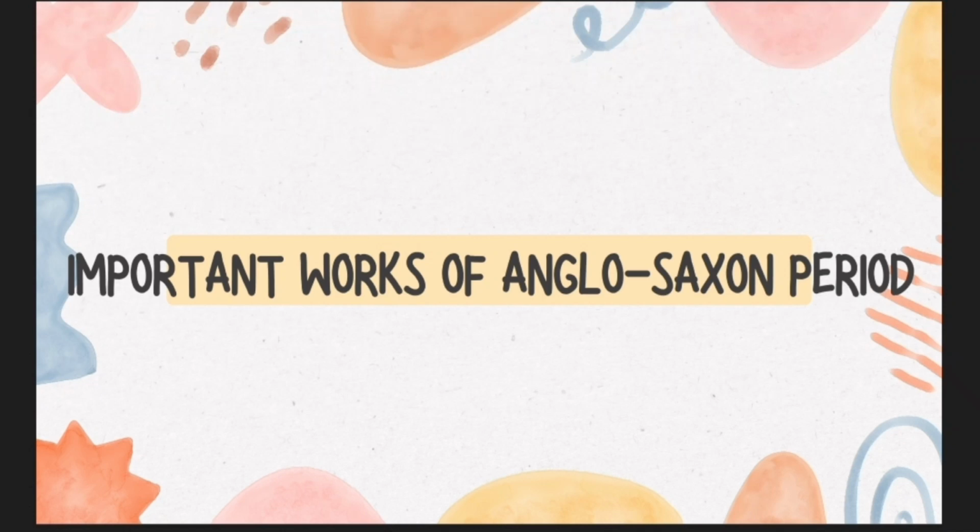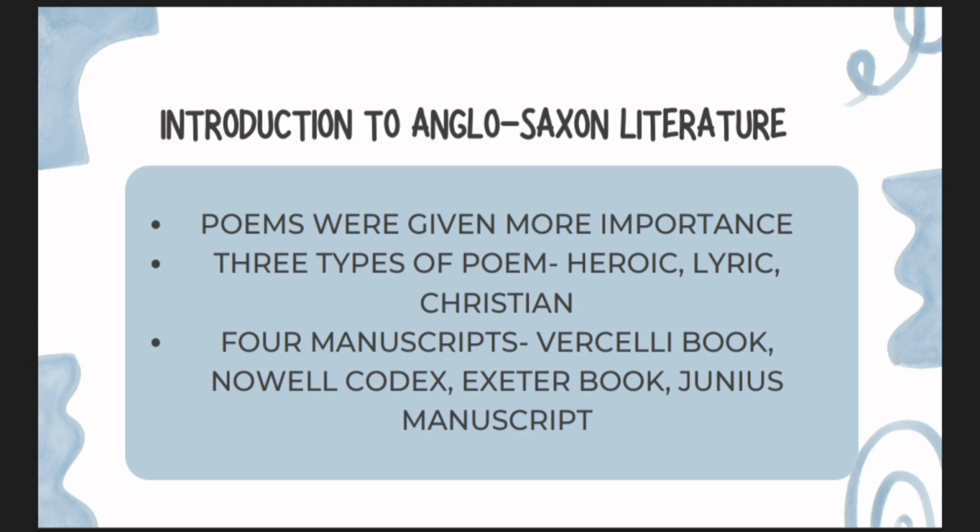So today we will be talking about the important works of the Anglo-Saxon period. Poems were given more importance in the Anglo-Saxon period. That is, prose came much later. During the Anglo-Saxon period, there are three types of poem, namely the heroic, lyric, and Christian poetry.